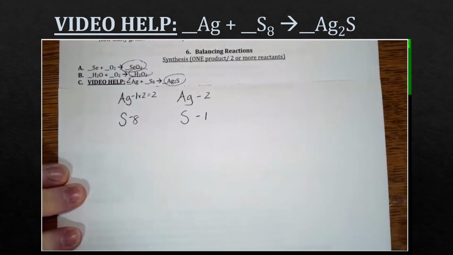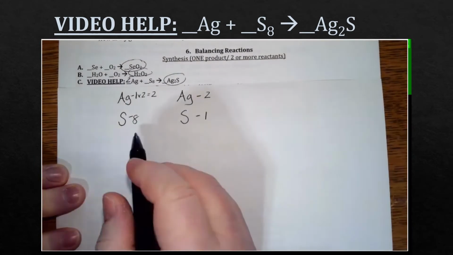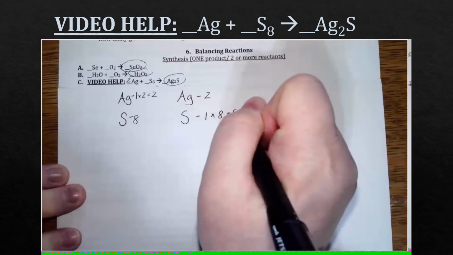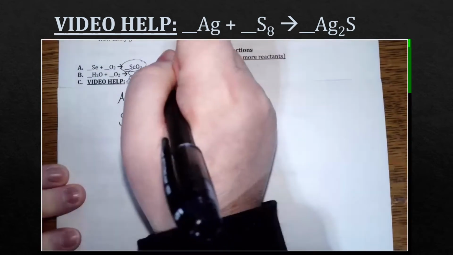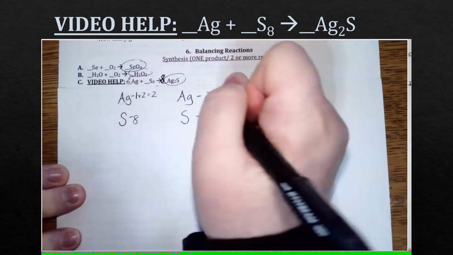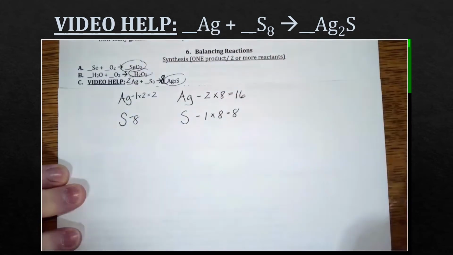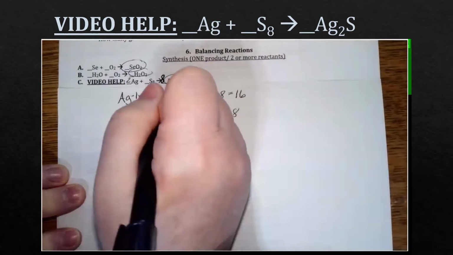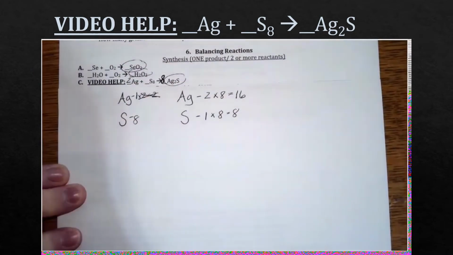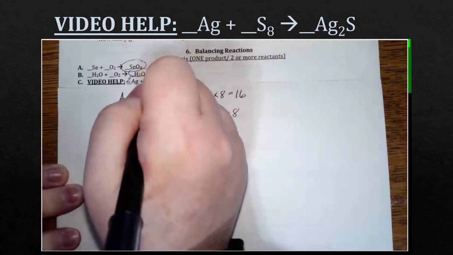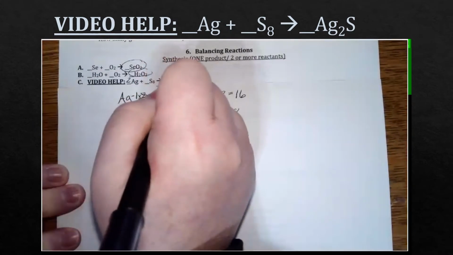Okay, well, that didn't help my sulfur, right? So let's balance sulfur. I've got to do times 8, right? When I put this 8 here, it also changes the Ag, which means now that coefficient doesn't work. I've got to try a new coefficient. So I'm going to multiply it by 16.